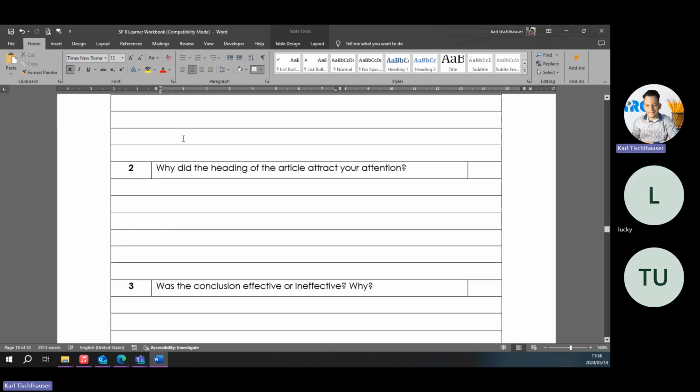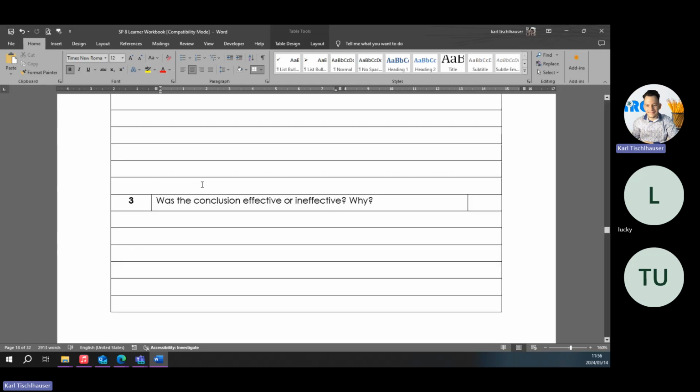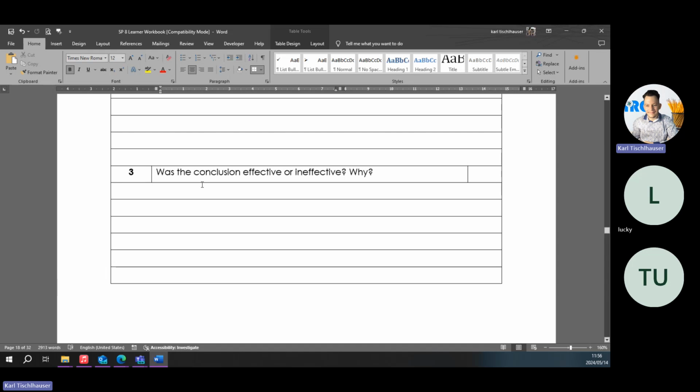Number 2 says, why does the heading of an article attract your attention? So think about the article you've attached. Why does that specific heading in the article attract your attention? Number 3 says, was the conclusion effective or ineffective? Why do you say what you say?